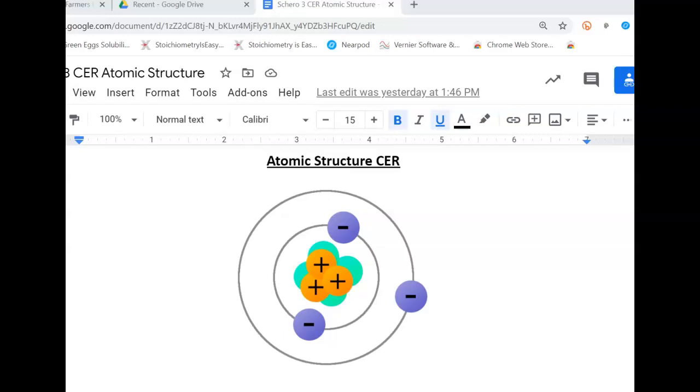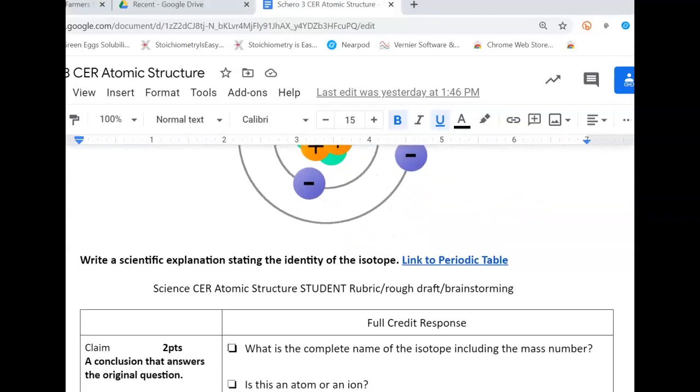We begin by examining the picture, and in this picture I can see that there are 3 positive particles, there are 3 negative particles, and there are 4 particles which do not have a charge. All right, so based on that information, I'm going to start answering my questions.